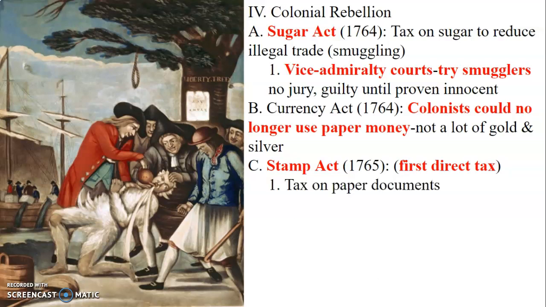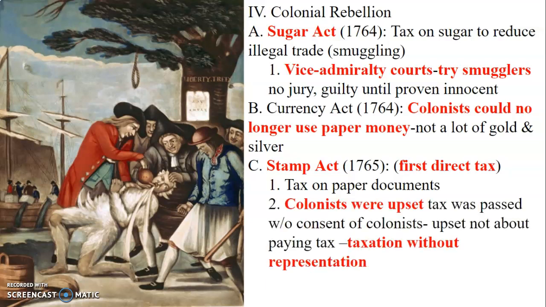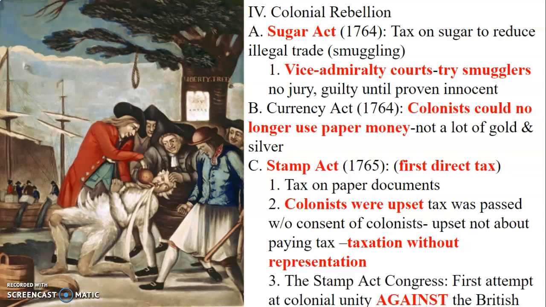It was a tax on paper documents. Anything that was printed, like playing cards, you needed to have a special stamp by the British, and you have to pay for that stamp. The colonists were really upset about this. They were so upset because it was passed without their consent. So the British just pretty much put this tax and nobody had a say in it. It was called taxation without representation. And we were really upset about this. Nobody likes to pay taxes. So the Stamp Act Congress was created. They were so upset that they created a Stamp Act Congress, and it was the first attempt at colonial unity against the British.